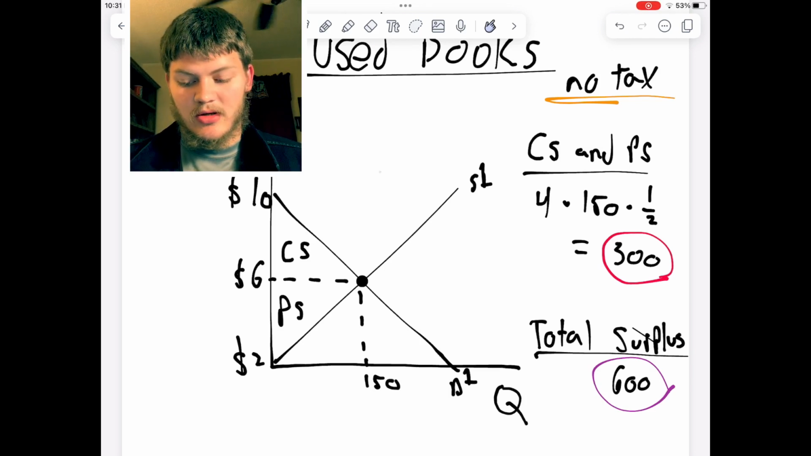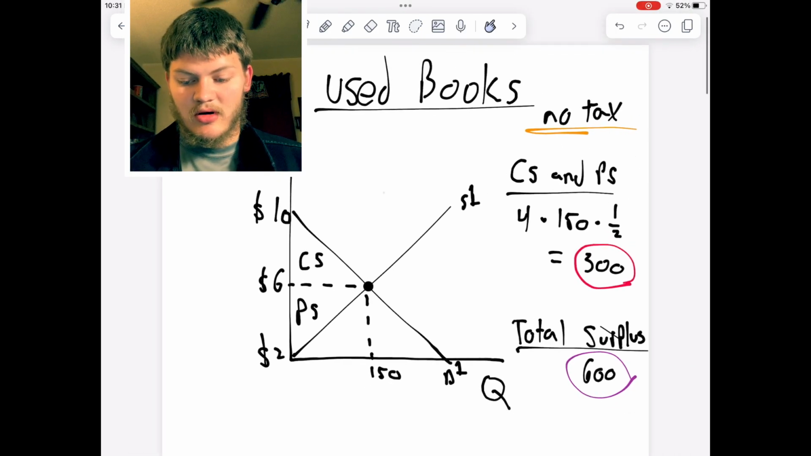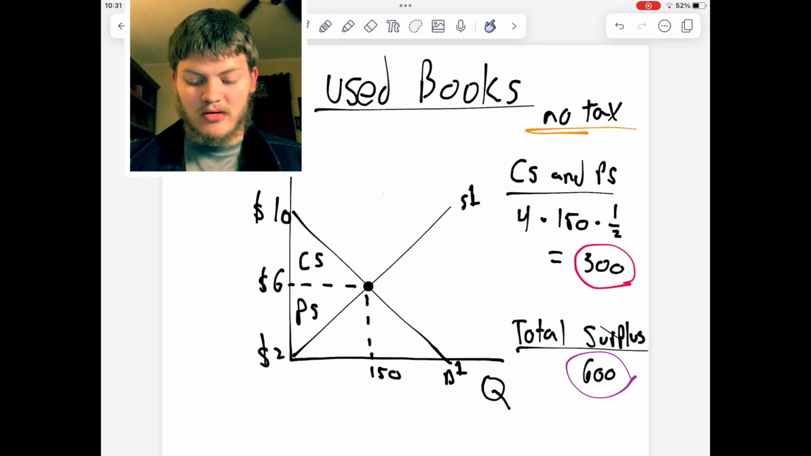We're going to have $300 for the consumer surplus, $300 for the producer surplus. And there's no tax, so there's no government revenue. This is pretty much a free market, so the total surplus will be 600 on the market for used books.